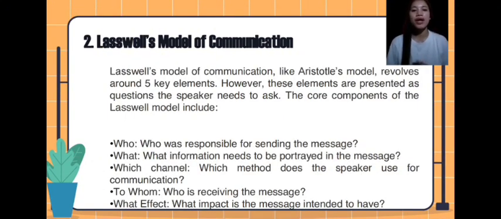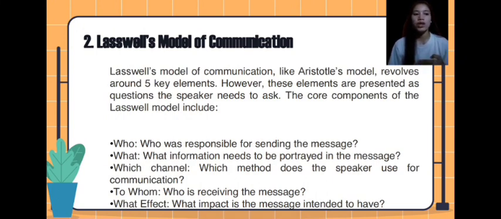I am going to discuss Lasswell's model of communication. Lasswell's model of communication is like Aristotle's model. It revolves around the 5 key elements. However, these elements are presented as questions the speaker needs to ask. So these are the core components of Lasswell's model. Who? Who is responsible for sending the message? This element addresses the question of the sender or source of the communication. It delves into the identity, the motives, and attributes of the communicator. Understanding who is transmitting the message is crucial for interpreting its significance and potential impact.